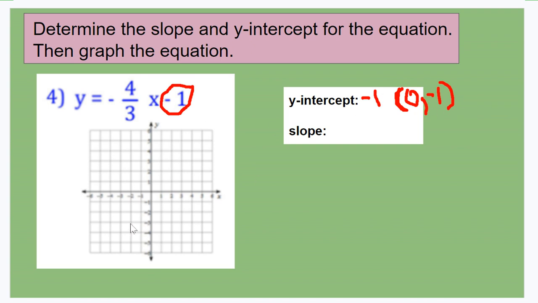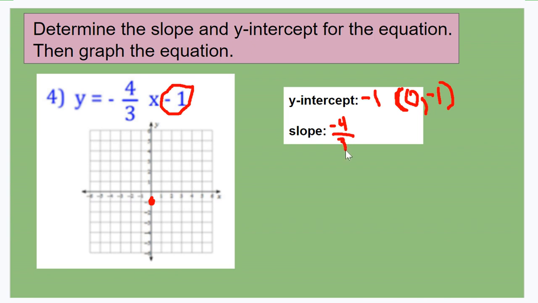So we're going to first plot this point. Go to (0, 0), and down 1 would be (0, negative 1). Draw your first point. That's our starting point. Next, we find our slope, which is the coefficient of x, and it also has a negative sign, so we know it's going to be going downhill. So the slope will be negative 4 over 3.